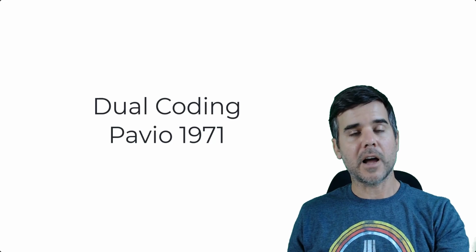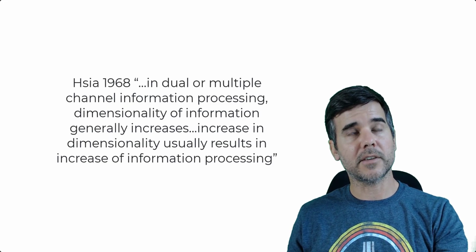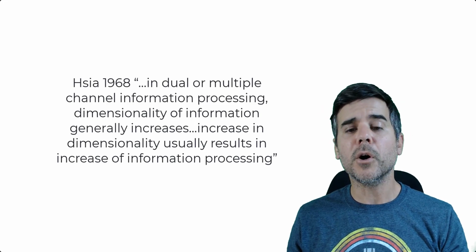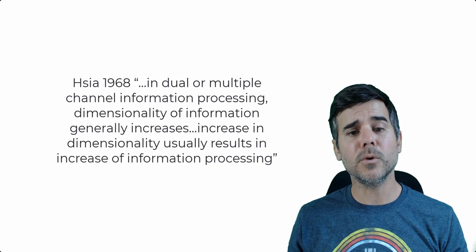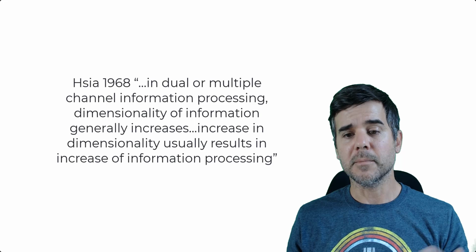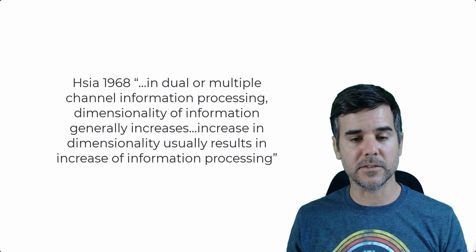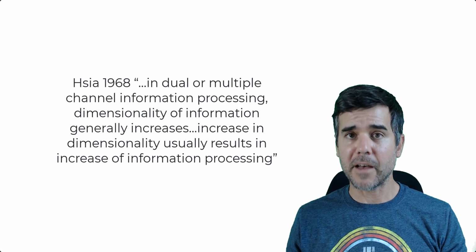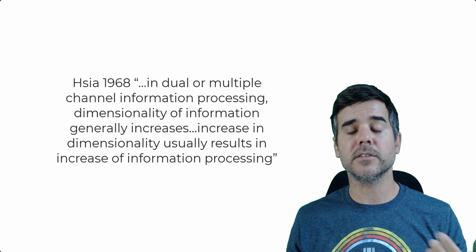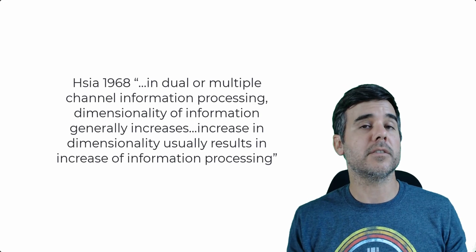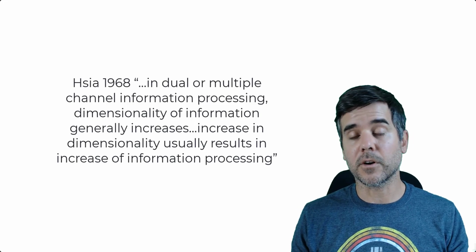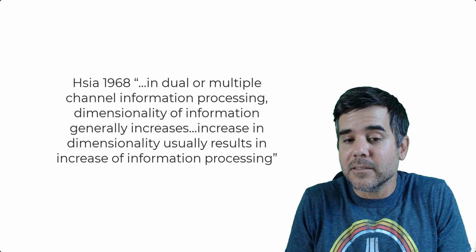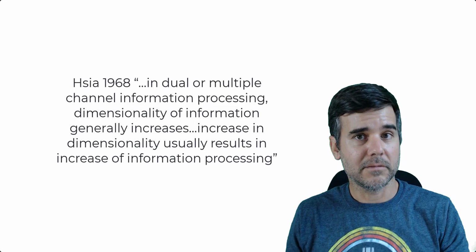We have, I probably mispronounced it, Shah. I'll put the quote up on the screen. It talks about dual or multiple channel information processing, this is 1968. Dimensionality of information generally increases. Increasing that dimensionality, which is having these multiple channels, usually results in an increase of information processing. When all these theories like working memory started to come about, we started to get a better understanding of how these multiple channels form. That led to dual coding in the 70s.